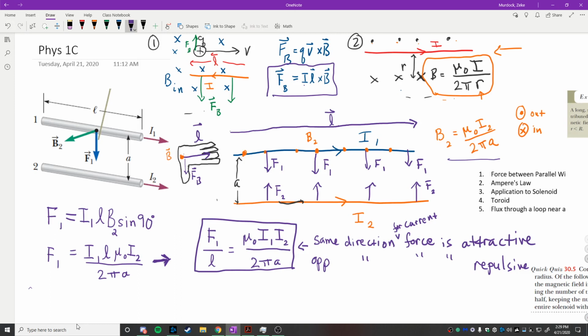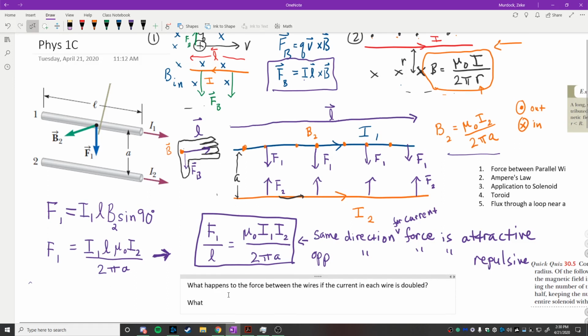What happens, for example, and I guess I should write this out. Maybe I can type it so that you can see it down here. What happens to the force between the wires if the current in each wire is doubled? I'll ask other questions about that too.